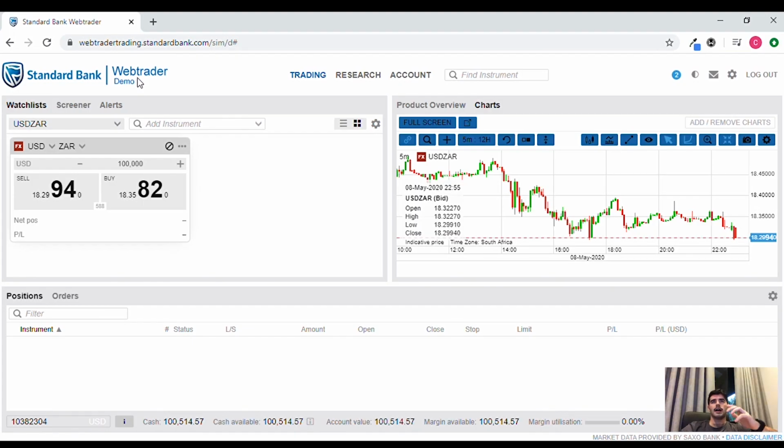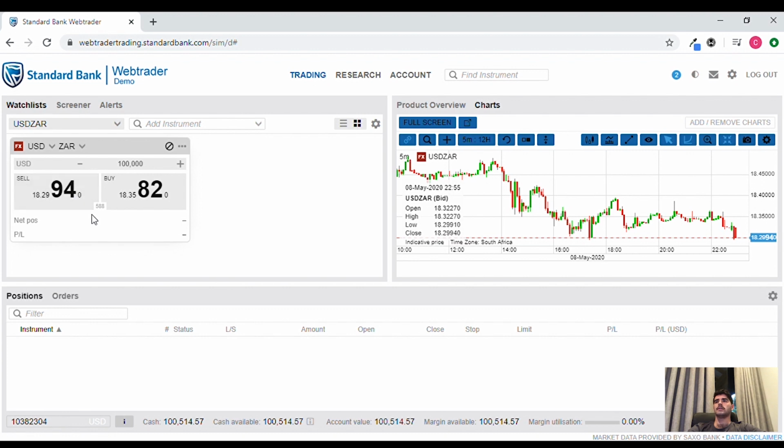Okay, cool. So now, as you can see, I'm on the Standard Bank Webtrader demo app, and this is what it looks like. This is the user interface, which I think is really cool because you can have your watch list over here, where you can add different instruments. You can add whatever you want to look at. I used to have the US dollar versus the euro over here, but I decided just to stick to one currency and just trade in one currency.